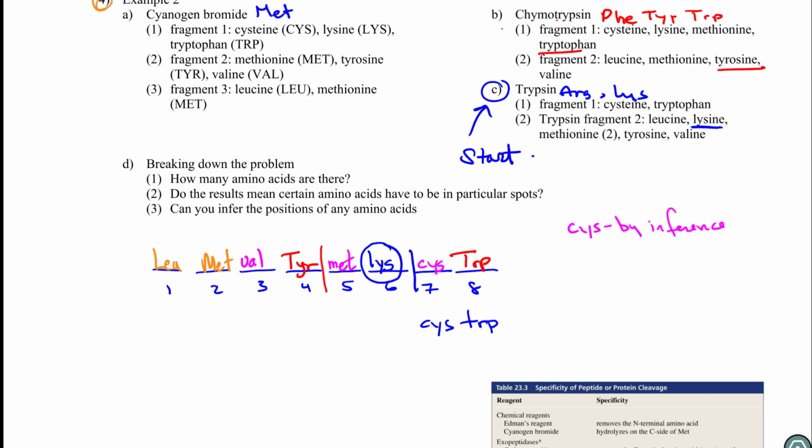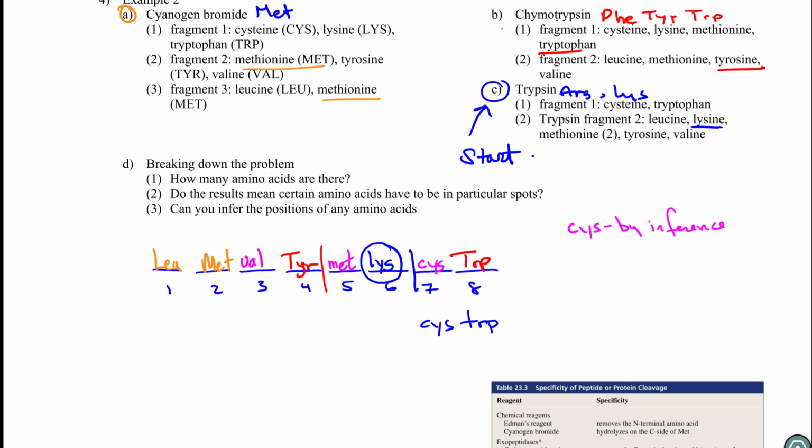And now I can go to the cyanogen bromide. If I look at the cyanogen bromide, I'm going to underline the methionines in there. I meant to actually circle A and not the 4 there. Methionine is here, and methionine is here. So those have to be at the ends of their fragments. There's 2 of them, and that's why I have 3 fragments.